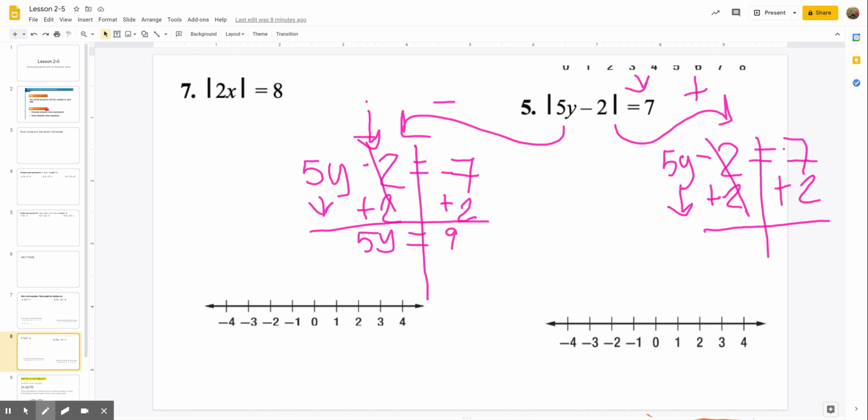Same procedure here. Oh my goodness, now I said that backwards. -7 plus 2 is not 9. It is -5. I'm doing the problem ahead. 7 plus 2 over here is 9.